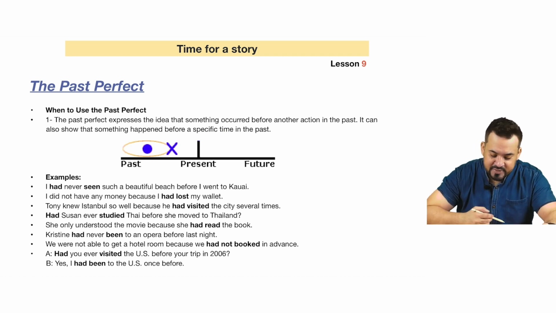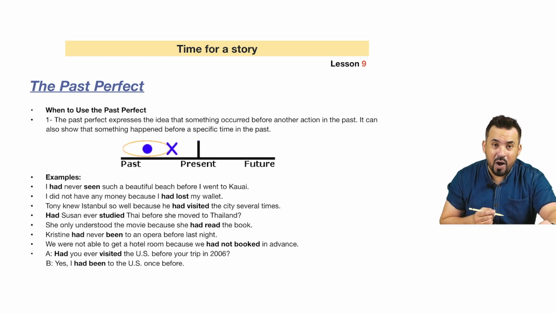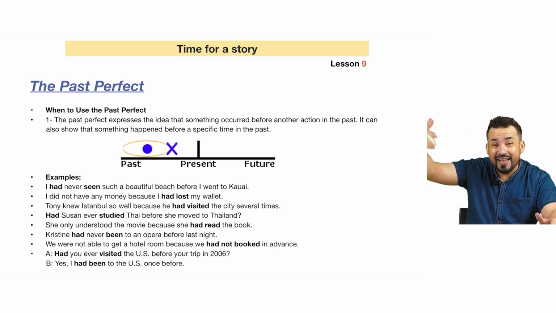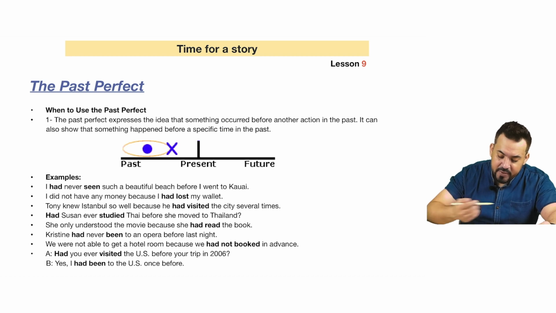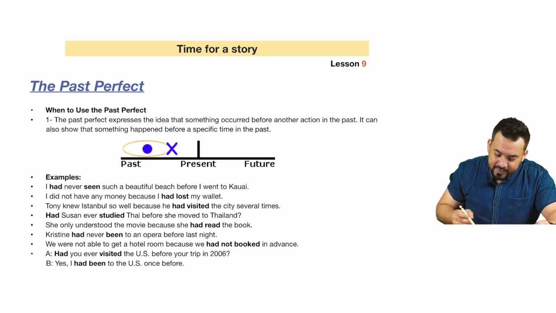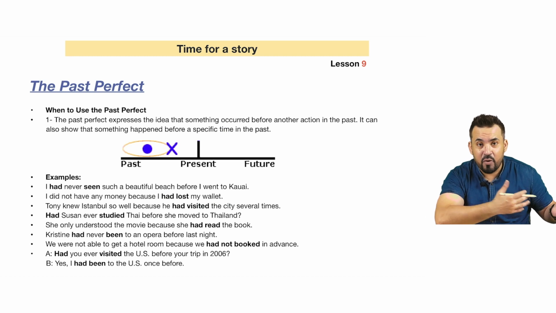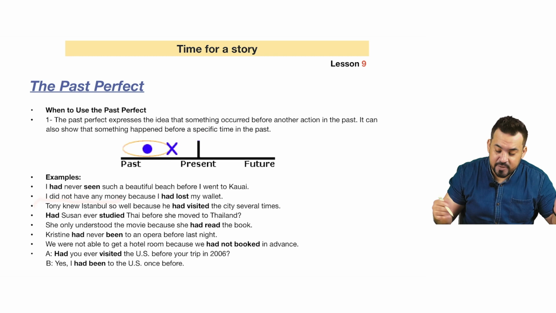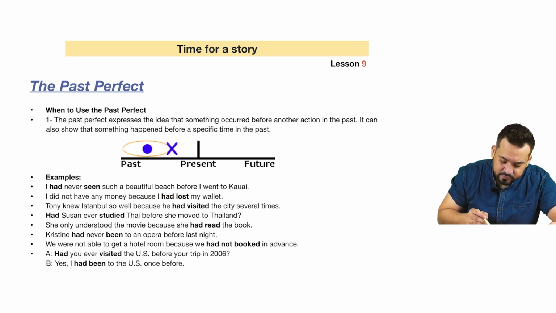So let's take a look at some sentences. I had never seen such a beautiful beach before I went to Kauai. Okay, it means never in my life have I seen a beautiful beach until I went to Kauai. I didn't have any money because I had lost my wallet. Again, see, I had lost my wallet is past perfect, which happened first. I lost my wallet, and the result of losing my wallet is I don't have any money. So I did not have any money, past simple, because I had lost my wallet, past perfect.